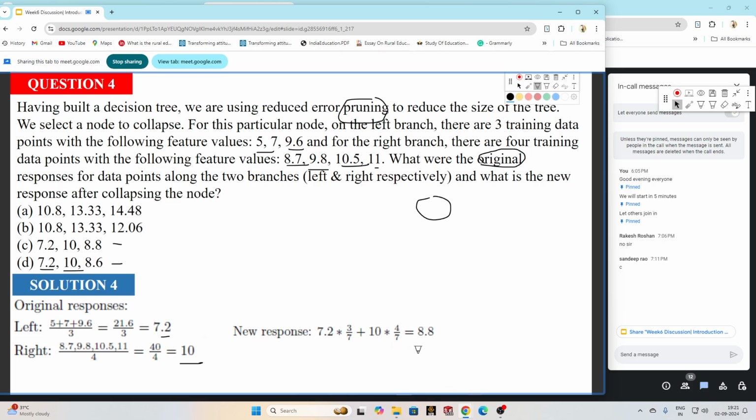So 4 by 7 into 10. When you solve it, you will find 8.8 is the answer. So option C is your correct answer. Yes, option C is your correct answer.